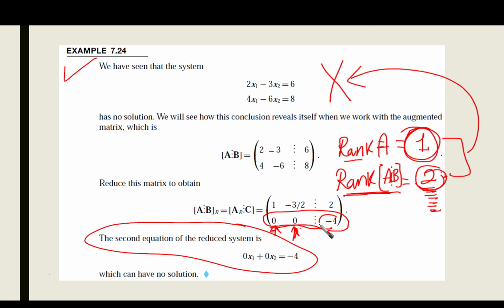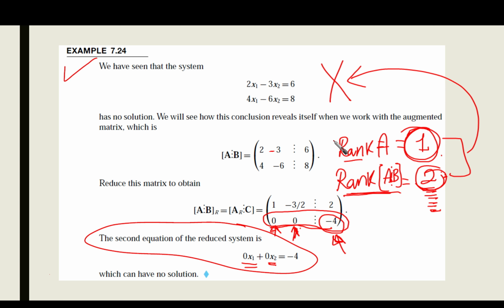However, the right hand side is going to be a numeric value, which does not apply. It gives us something like 0x1 plus 0x2 equal to minus 4. Okay, understand it now? So that's the meaning of what we are talking about.